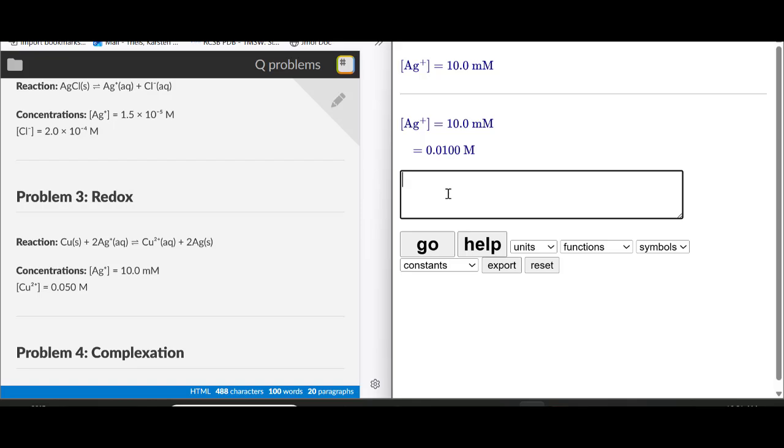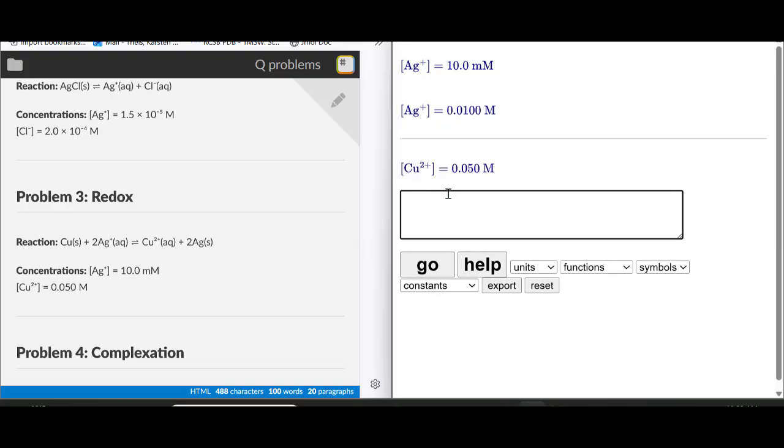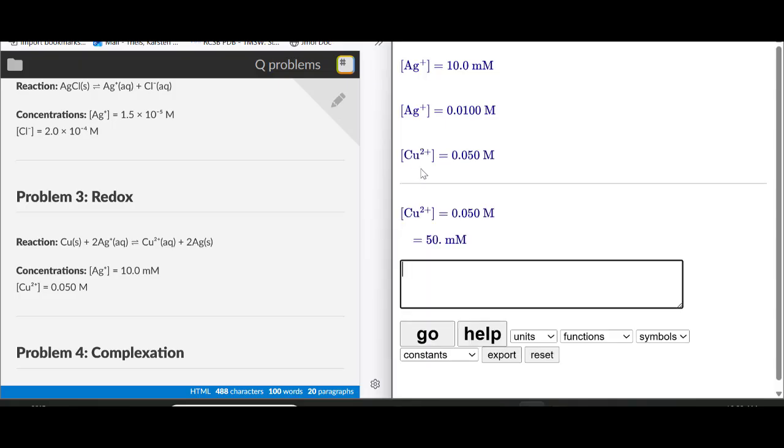On the other hand, let's do the copper 2 plus. Again, we can practice. If we have a charge of 2, we have to put the caret up there to write it properly. So that was 0.050 molar. And then I can ask the question, what is that using millimolar? And so it will be 50 millimolar.